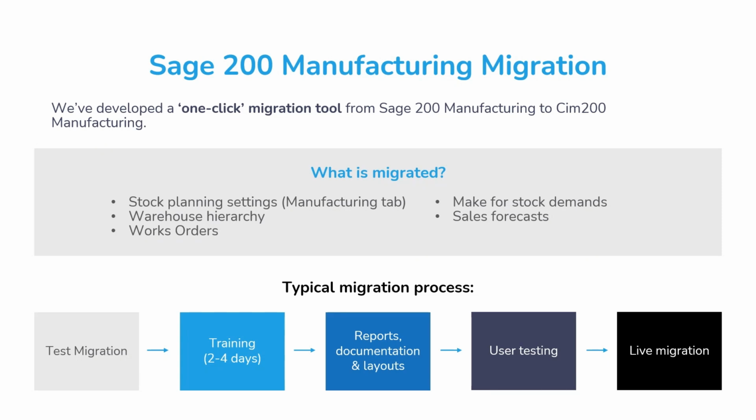Then the migrated data will be used to train you on the new functionality, and reports and document layouts will be converted to utilize Cim200 manufacturing tables instead of Sage 200 manufacturing. Then there will be a period of testing, and once you're happy with everything, your live data will be migrated and you can start working in Cim200 straight away and leave the old system behind. So there's no need to run down old orders or import, export existing orders or manually enter them. And from there, you can continue to be supported by an accredited partner, very much the same as what you are doing now.